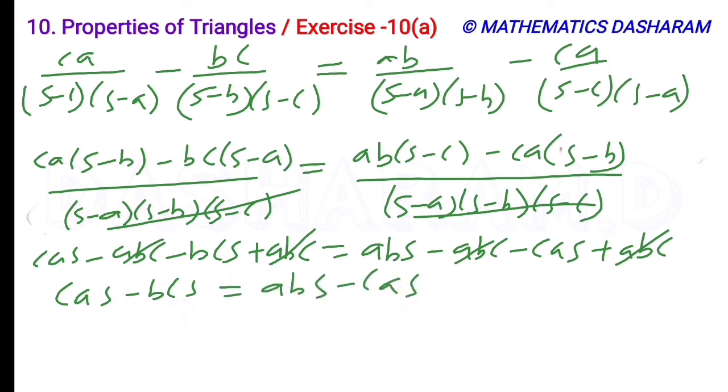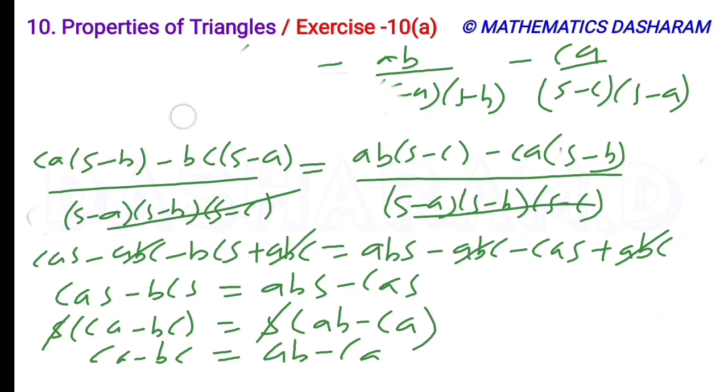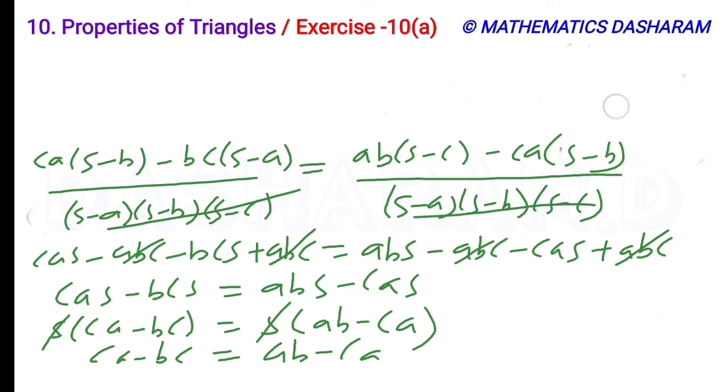Take the s common, so s bracket of ca minus bc equals, here also s common, s bracket of ab minus ca. Now s is cancelled on both sides, then ca minus bc equals ab minus ca. Now left side and right side divide with abc.